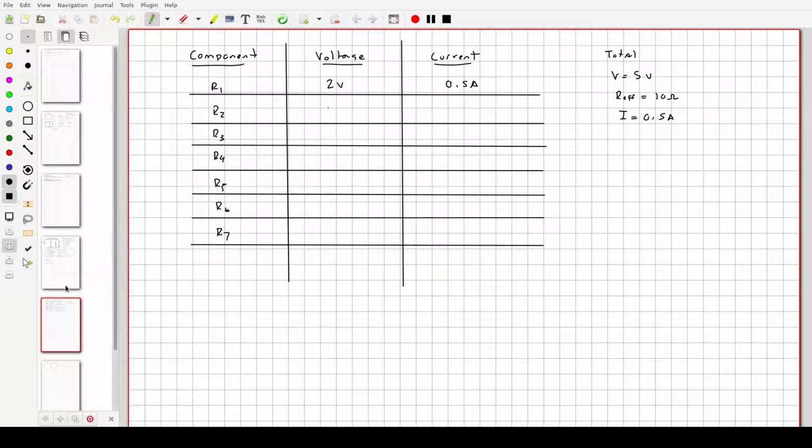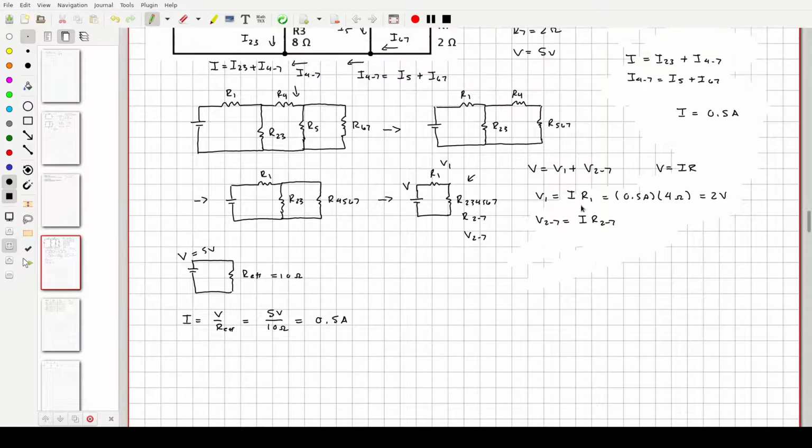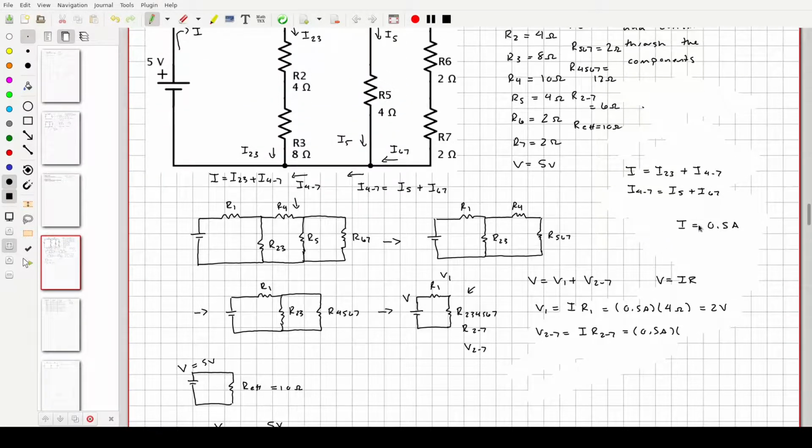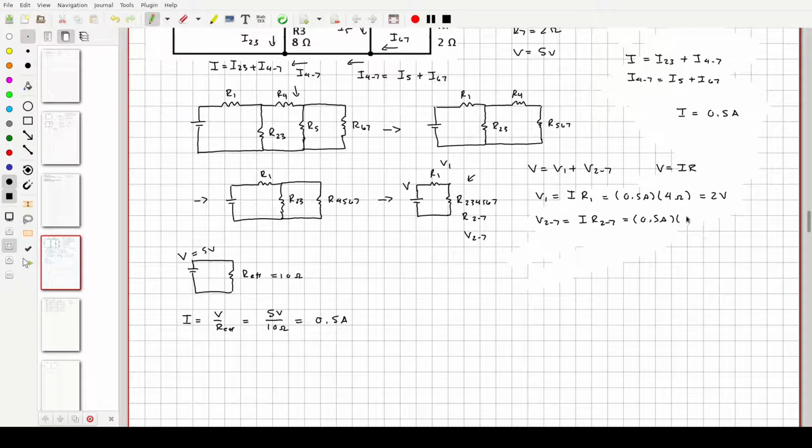Okay. Now, let's take a look at our problem again. Here, what we did was to find V1. Now we have V2 through 7. That's going to be half an amp times whatever R2 through 7 was, and R2 through 7 was 6 ohms. So that is 3 volts, which is what we expect. We expect it to be distributed across to add up to the whole, so 3 volts.